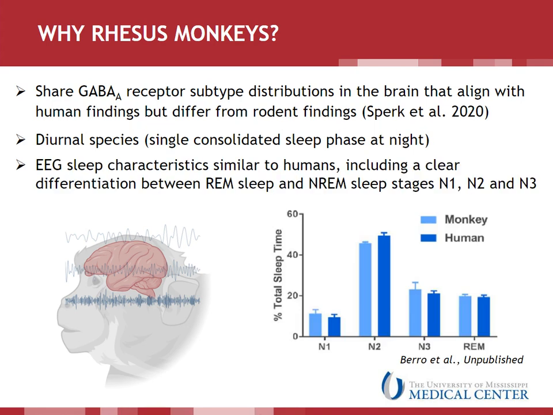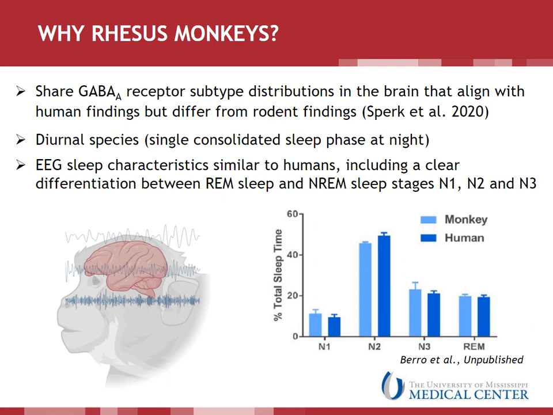And finally, rhesus monkeys present EEG sleep characteristics that are very similar to those of humans, including a clear differentiation between REM sleep and non-REM sleep stages in N1, N2, and N3, according to scoring based on the American Academy of Sleep Medicine guidelines. As you can see in this graph, showing the percentage of total sleep time spent in each of these sleep phases throughout one night of polysomnography-based sleep scoring, adult male rhesus monkeys and adult male humans show a very similar sleep architecture and distribution of sleep phases throughout the night.